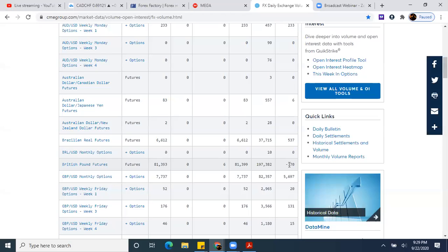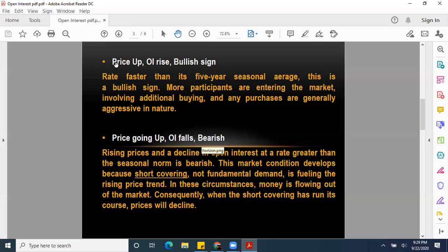So how do we interpret this? We'll go into the interpretation, then we'll come back and look at some examples. When price is going up and your open interest is also positive, remember we said positive means it is rising, it is a bullish sign. This is the very simple way of interpreting it.